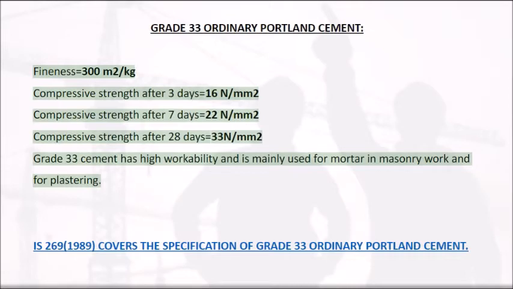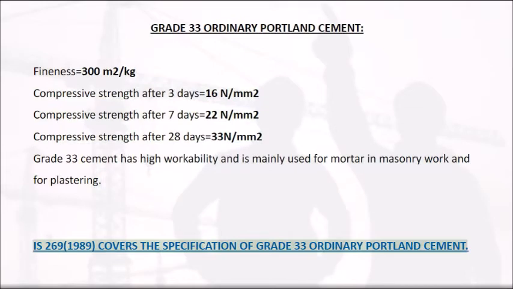Grade 33 cement has high workability and is mainly used for mortar in masonry work and for plastering. IS 269-1989 covers the specification of grade 33 Ordinary Portland Cement.